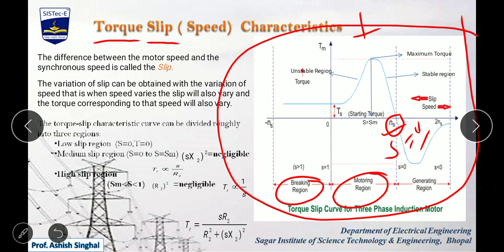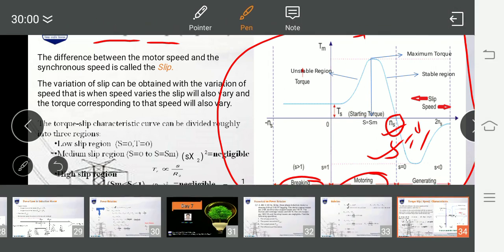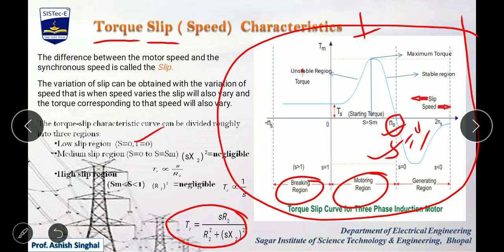So in the low slip region, when the value of s equals 0, then by this formula the torque will be 0. Got it? Here the torque will be 0. So we start from this point. This is the point we have to start from.